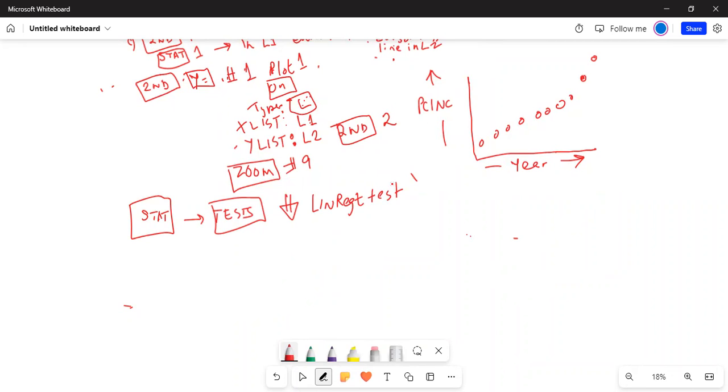Okay, once you align the cursor with LinRegTTest, you hit enter. So X list is L1, Y list is L2, frequency is 1, and the fourth line is the alternate hypothesis, beta and rho, and you want to set it to not equal to 0. That's your alternate. I'll explain in a minute what rho is. The rest you don't touch, and you go to Calculate and hit enter.